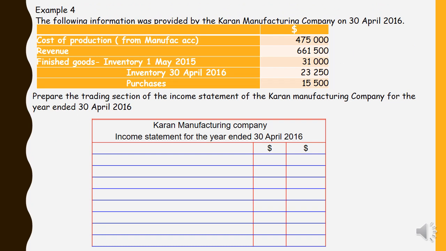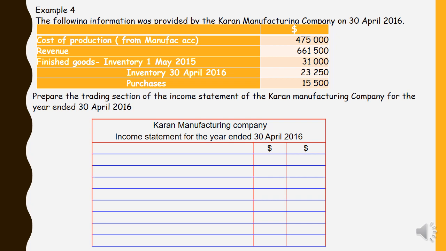Video example number 4. The following information was provided by the current manufacturing company on 30th April 2016. Cost of production, from the manufacturing account, is this much. Revenue is this much. Finished goods inventory: opening inventory, closing inventory, and can you see, we have finished goods purchases. This is the second formula. Prepare the trading section of the income statement of the current manufacturing company for the year ended 30th April 2016.